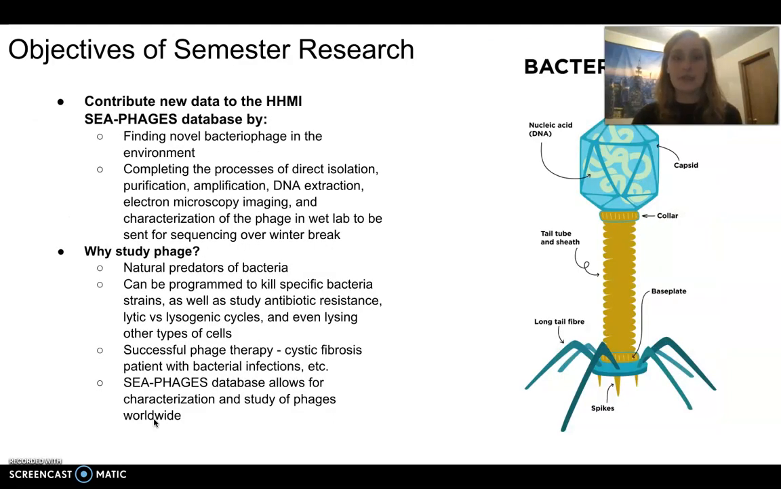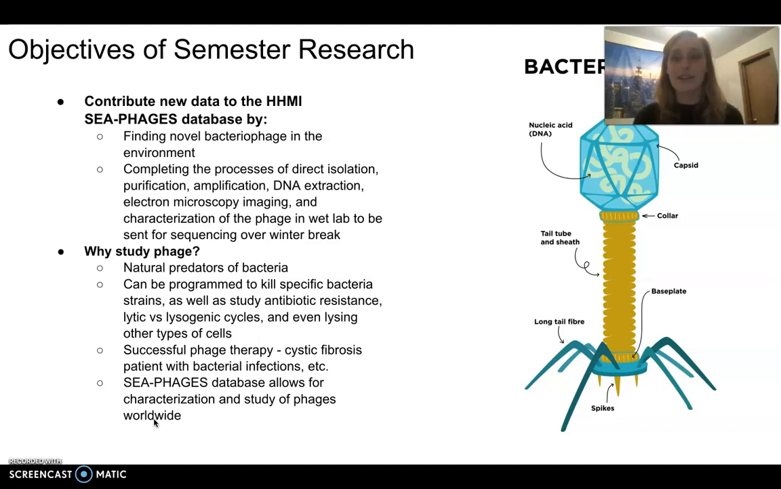The objectives of this semester's research were to contribute new data to the HHMI phages database by finding novel bacteriophage in the environment and completing the different protocols from direct isolation and purification all the way to DNA extraction, to characterize the phage and have it sent in for sequencing over winter break.